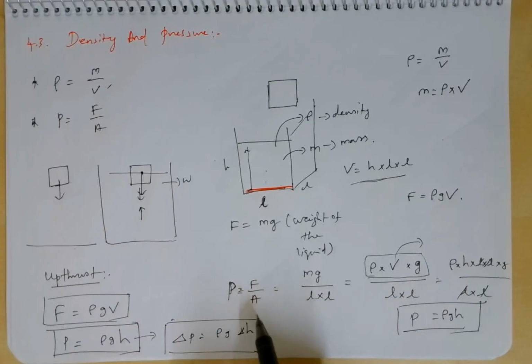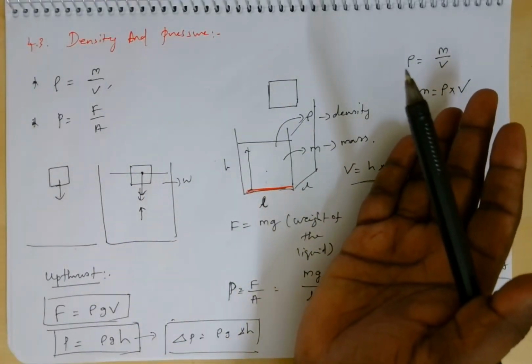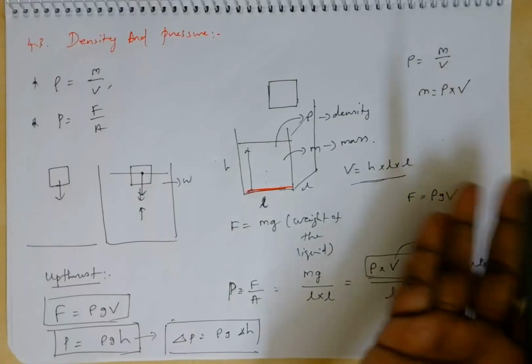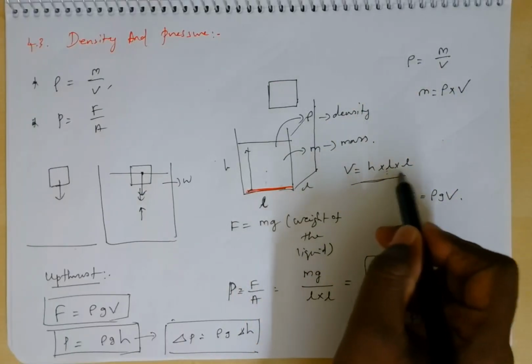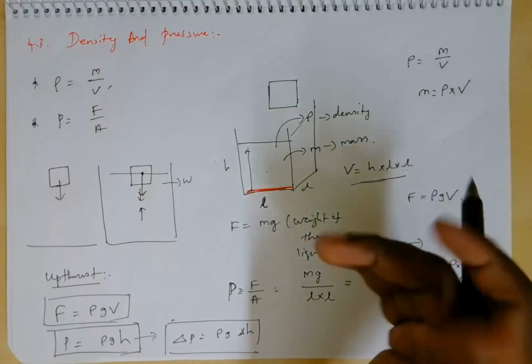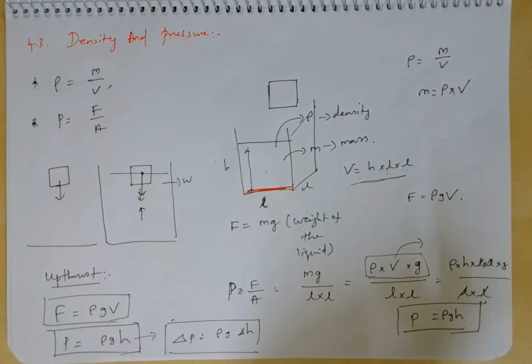Is it clear? Are we making any mess? The derivation is very easy. Just write rho, density, is mass by volume. Volume is H into L into L. Actually, L into L, these are unnecessary, but for AS level, this understanding is important. That's all.